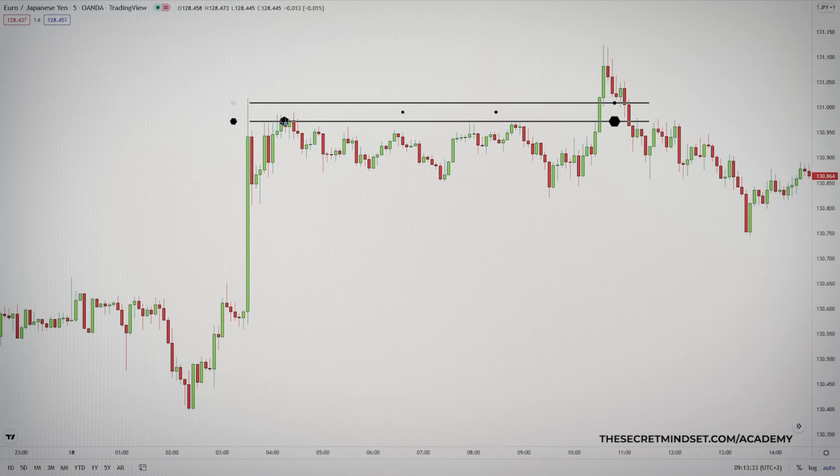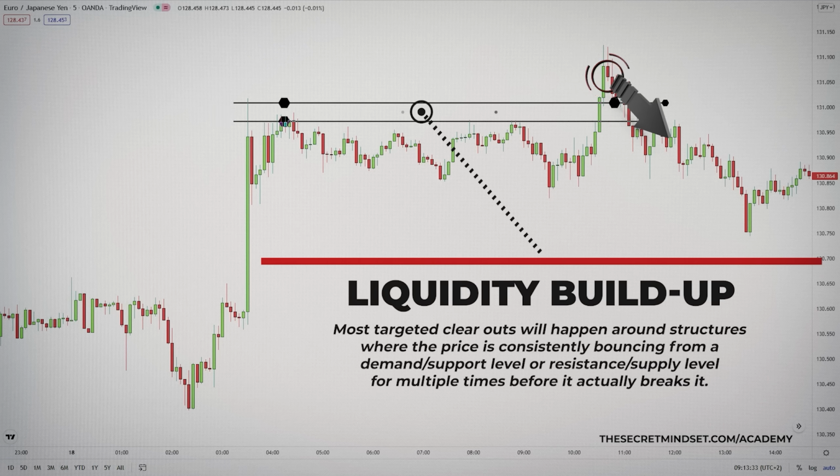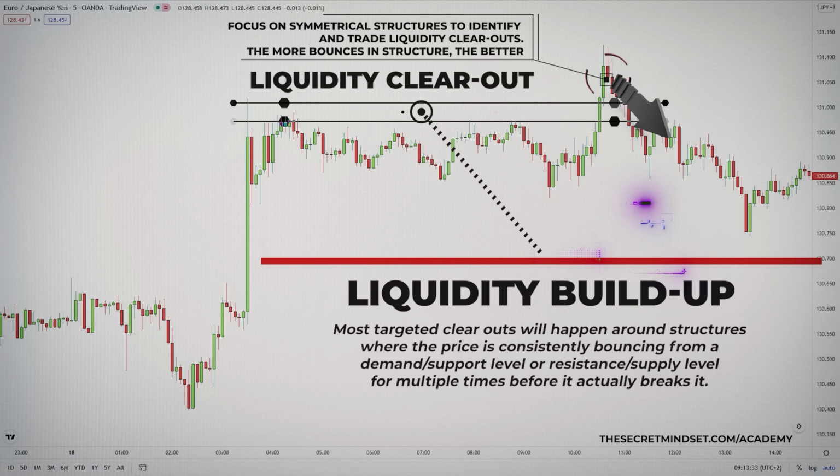One critical concept for a liquidity clearout is the consistency of structural symmetry. Most targeted clearouts will happen around structures where the price is consistently bouncing from a demand or a support level or from a resistance or a supply level multiple times before it actually breaks it. So very important, you should focus only on such structures to identify and trade liquidity clearouts. The more bounces in the structure, the better.